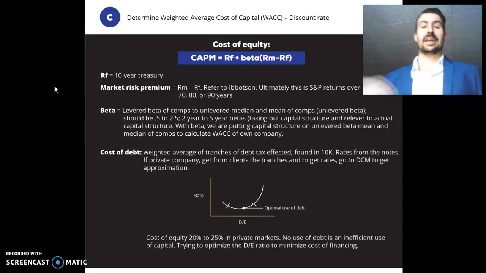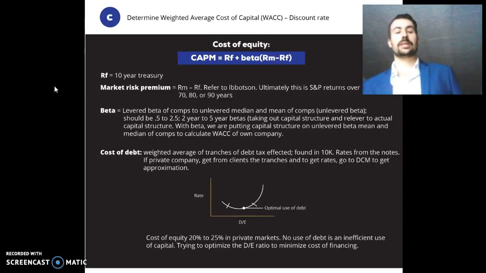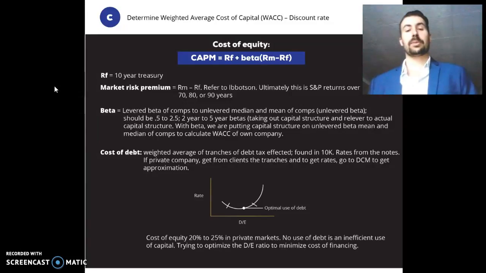And ultimately, this is the S&P returns over 70, 80, or 90 years. The beta is the average beta of the comps, the median and mean of the comps' unlevered beta. And this should be 0.5 to about 2.5. And then we're going to be using the 2-year or 5-year betas, taking out capital structure and re-levering to the actual capital structure of the target company. With beta, we are putting capital structure on an unlevered beta, mean, and median of comps to calculate the weighted average cost of capital of our own target company that we're working with.